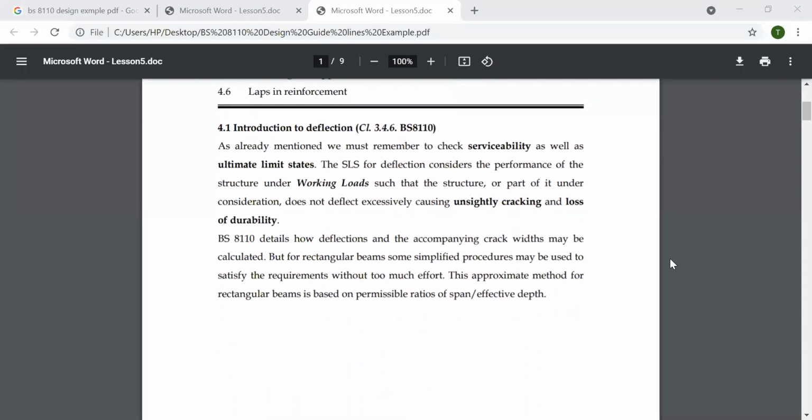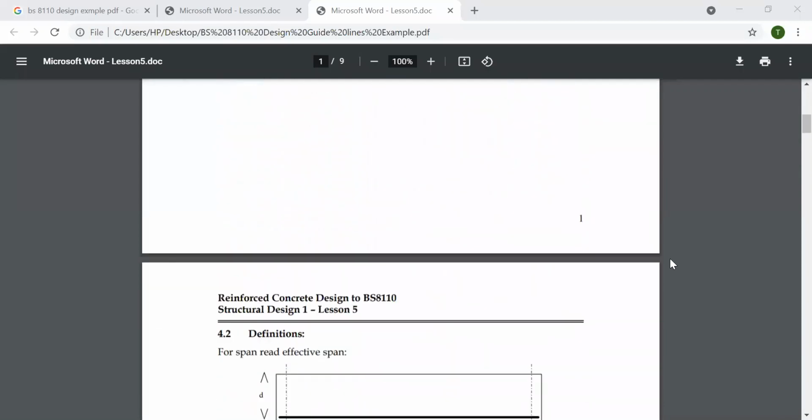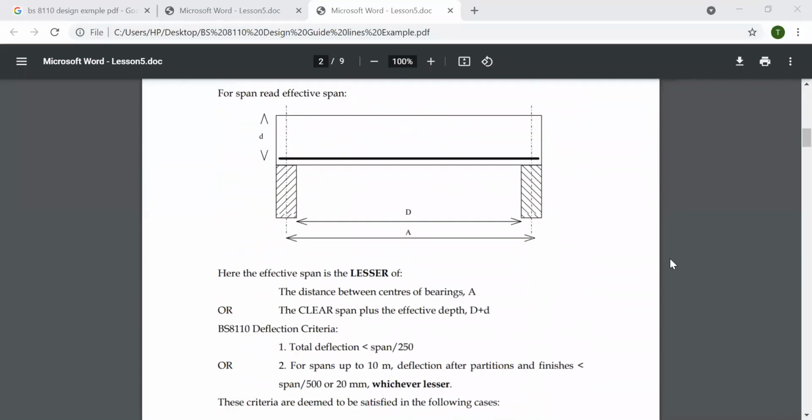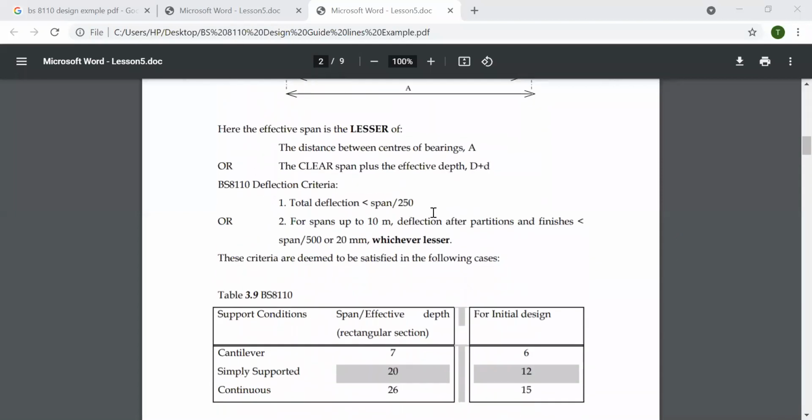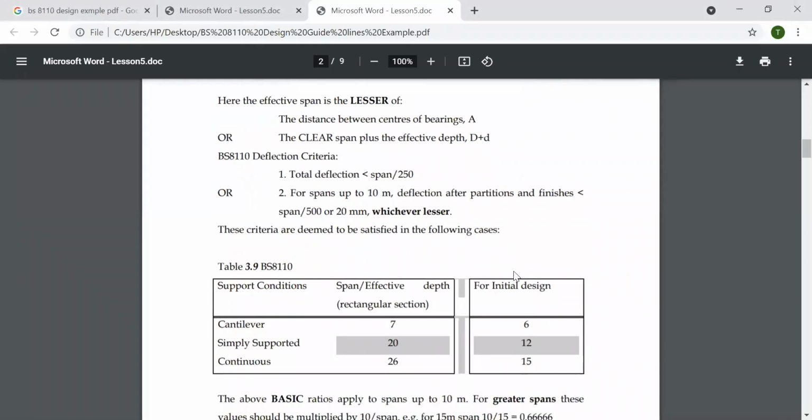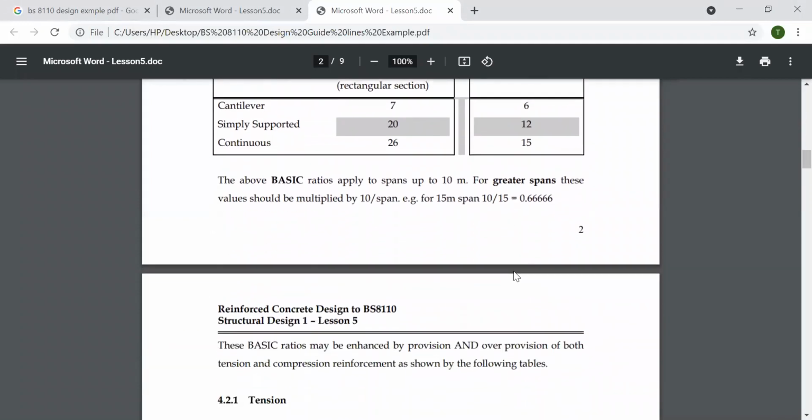So I will avoid many of the things that we now need to consider in the calculation in today's lecture, because we had discussed them in our lectures. So these are the normal deflection criteria we do discuss, and the table, all these things have been discussed. So let me go for the examples and work on it.